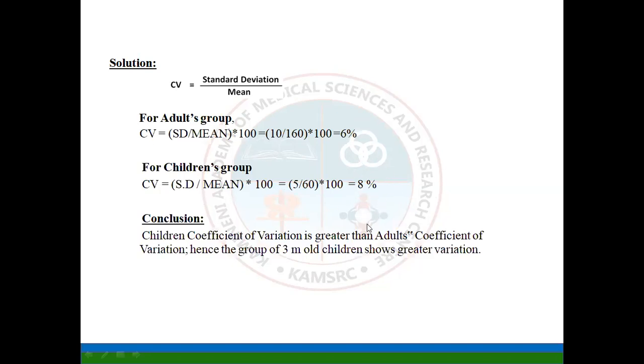So what does that indicate? By this formula, we know the CV in children is more than the CV in the adult group. Hence the group of 3-month-old children shows greater variation. So if the CV is more, it indicates the variation is also more.